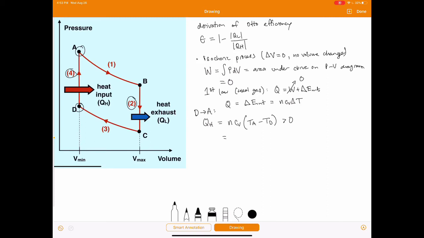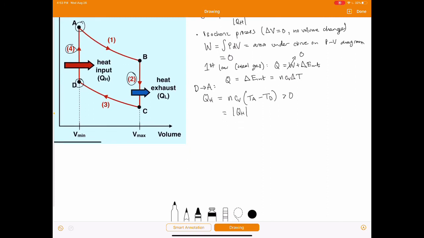So that's just equal to the absolute value of QH because it's already positive. If we go from B to C, however, we can use the same formula for Q. Again, this is another constant volume process, so we already know the formula for Q. It's going to be nCV delta T. This time, our final temperature is TC minus our initial temperature, TB, and this is what we would call QL.